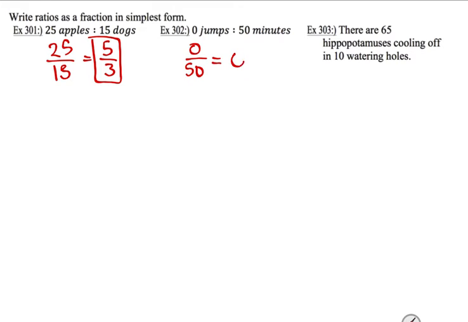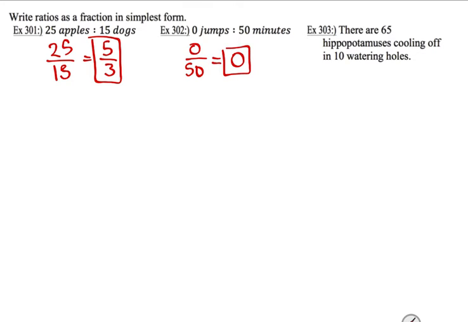All right, into the notes. Write the ratio as a fraction in simplest form. 25 apples to 15 dogs. Divide top and bottom by 5. This is 5/3 apples per dog. 0 jumps in 50 minutes. That's 0 over 50. That's just 0. 0 jumps per minute.